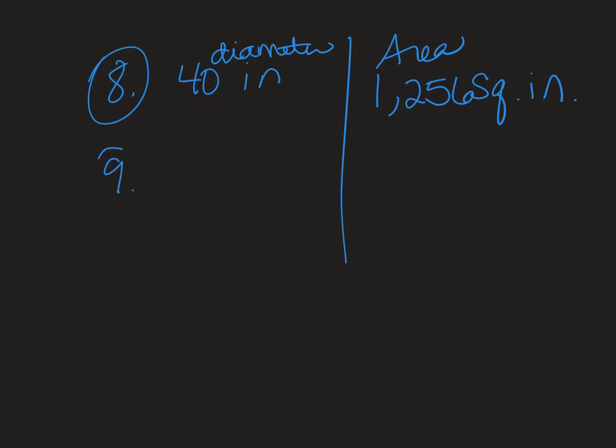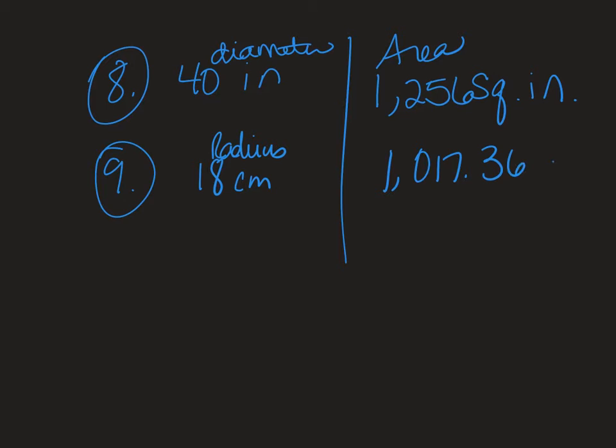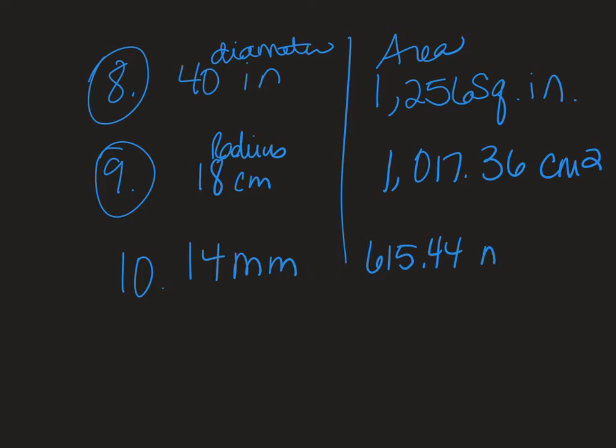Okay, number 9, Ezra, wake up please, is 18 centimeters, and you were finding the radius because they gave you the diameter. And your answer is 1,017.36 centimeters squared. Number 10, you were to find the radius, which was 14 millimeters, and it is 615.44 millimeters squared. Okay?